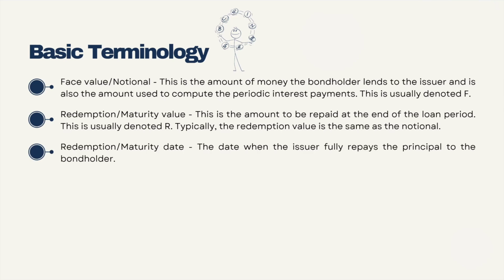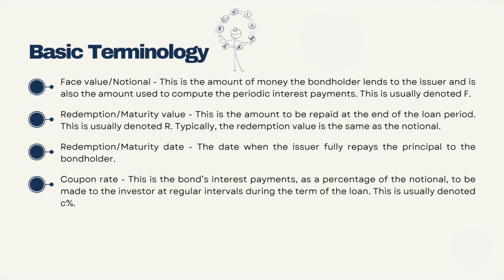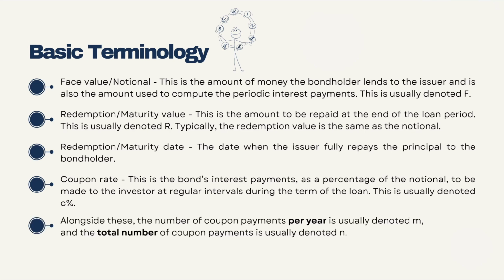Next, we have the redemption or maturity date. This is the date by when the issuer fully repays the principal to the bondholder. Next, we have the coupon rate. This is the bond's interest payments as a percentage of the notional, and it is to be paid to the investor at regular intervals during the term of the loan. This is usually denoted as C%. Alongside this, we have M, which denotes the number of coupon payments per year, and N, which is the total number of coupon payments made.